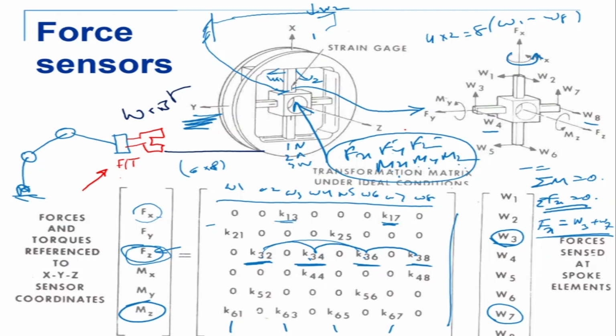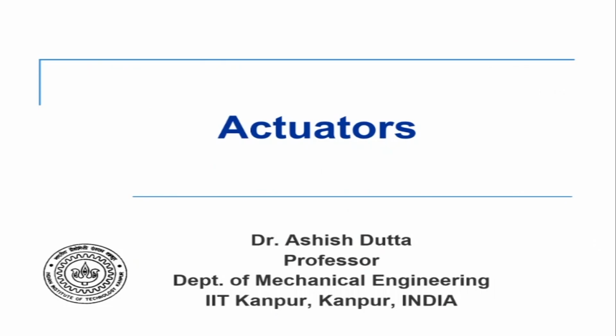Now so much for the different sensors that we talked about. We talked about the encoder, then we talked about the potentiometer. The encoders were incremental encoder, then we had absolute encoder, then we talked about proximity sensors, and from proximity sensors we moved on to talking about force sensors, force torque sensors. Now we'll move on next to actuators.